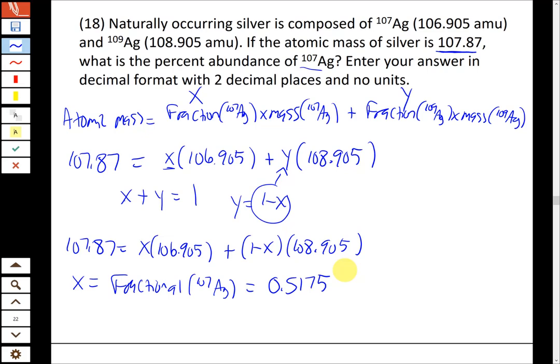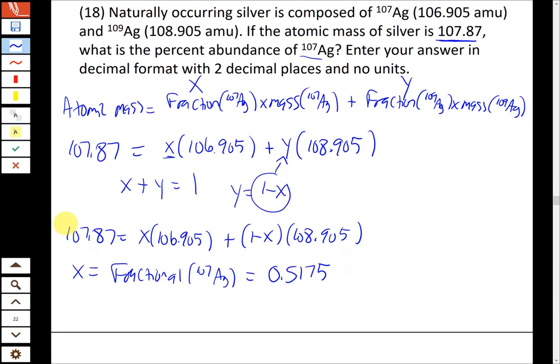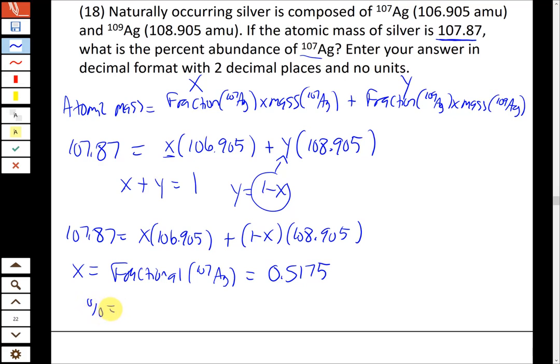Now, a common mistake that people make in problems that deal with fractions and percentages, so we talked about mass fraction and mass percent. This is sort of percent and fraction abundance for an isotope. Remember that percent is out of 100, so if you have to get to the percentage, you have to multiply that by 100.